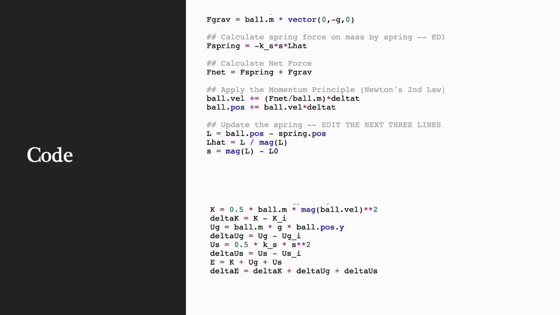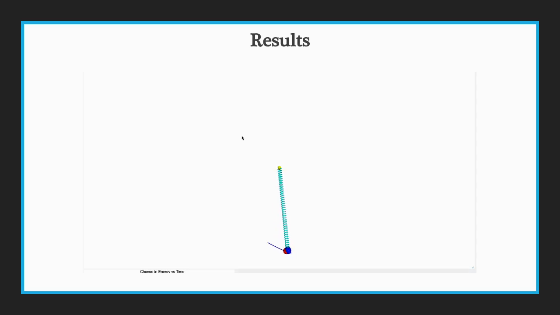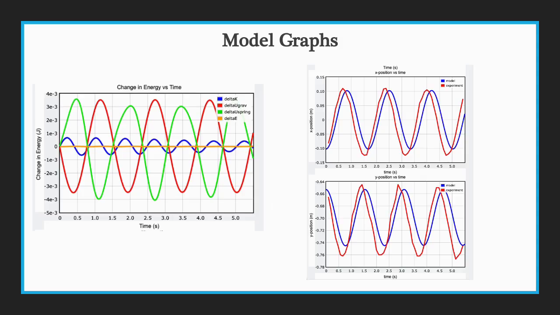And also the energy of the mass is updated as the kinetic energy, the potential energy, the energy, and the deltas of each of them, and to find the total energy, the total change in energy. Here are the results. In the graphs received from the model, we can see that the x and y position of the simulated mass is only a small bit off from the actual x and y positions over time, and we can see that the energy remains constant, the delta energy remains constant, and it remains in balance.